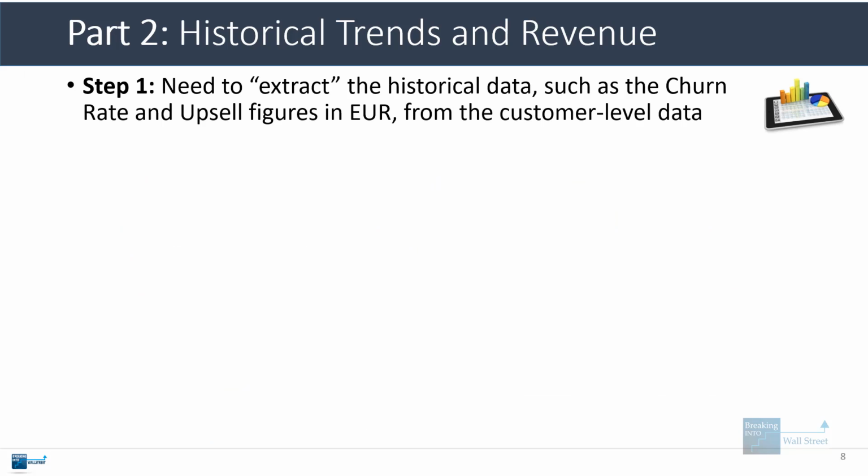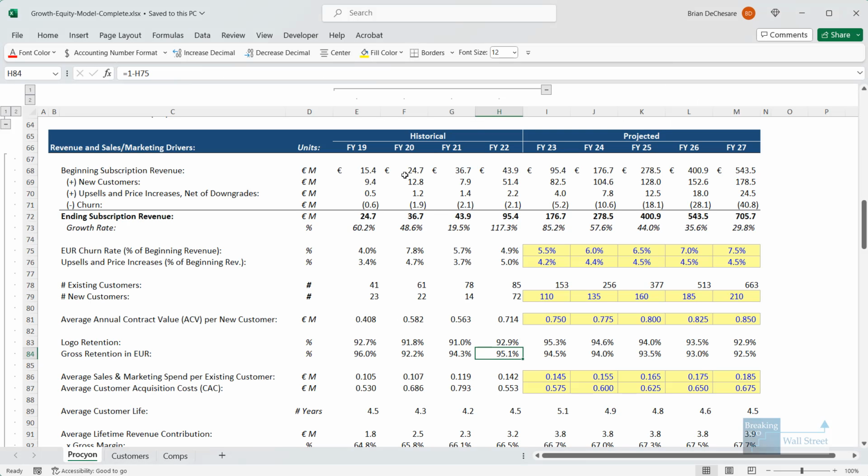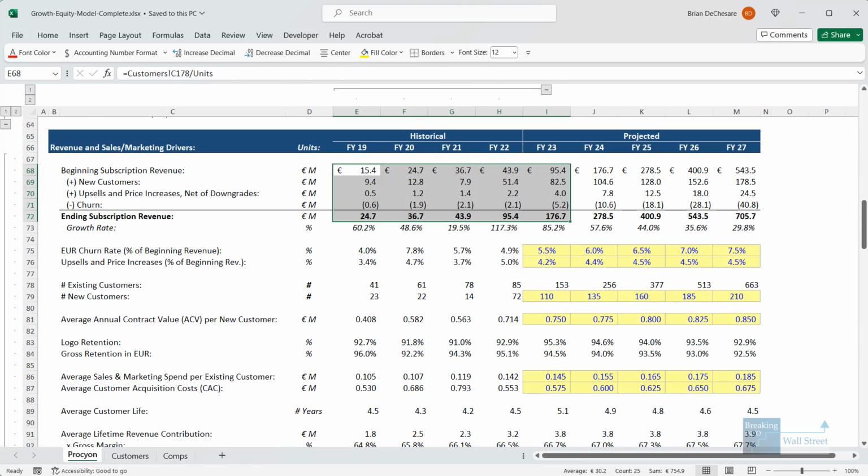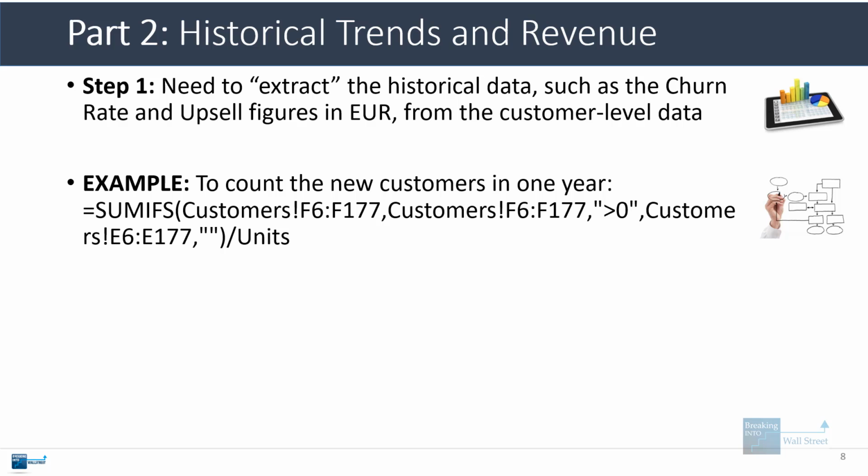The basic idea here is that they give us some customer level data, which means that we need to extract a lot of these numbers from that. So in other words, they're not necessarily telling us up front what the subscription revenue numbers are. Instead, they're just giving us the subscription revenue by customer over here, and we have to use some formulas to pull this out ourselves. So for example, to count up the number of new customers in 1 year, we can use a SUMIFS function.